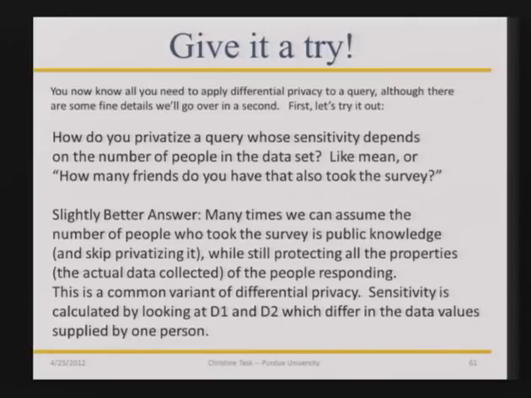Okay, so those are my 2 neighboring worlds. And now I can't tell how many albums an individual had. I'm protecting their parameters. And we just go ahead and we can release the number of individuals in the data set. So now we have a number that we can use as the denominator of mean or whatever else we want to do. And this is a variant on differential privacy.